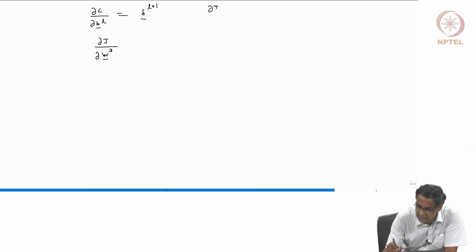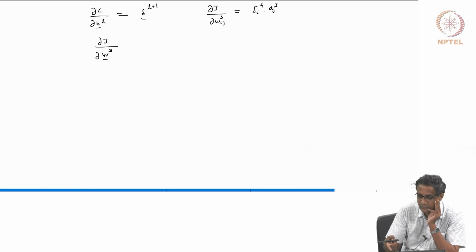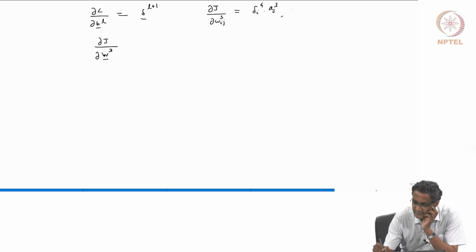So I'll just write down this expression, which we've already found out. W_ij^3 was actually delta_i^4 a_j^3. This is what we had, right at the start, when we did ∂J/∂W_ij^3, we got delta_i^4 a_j^3. Therefore, if I try to see ∂J/∂W^3 again, it depends upon what my i and j are running from.